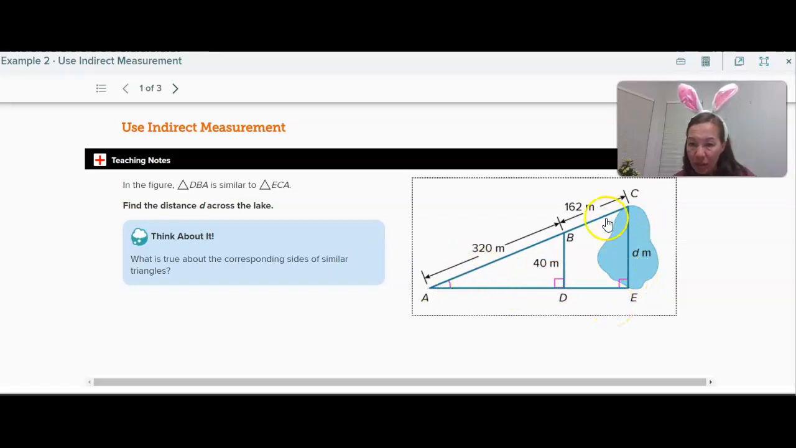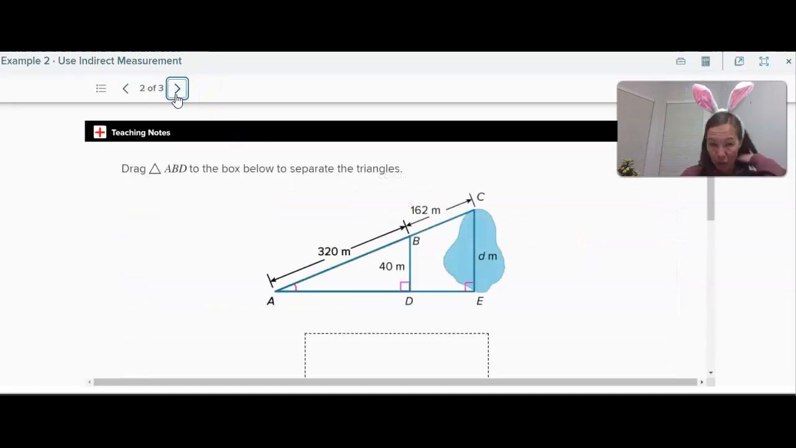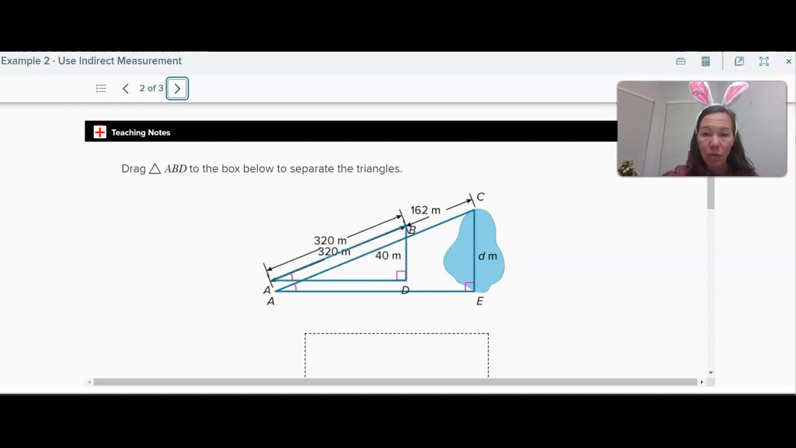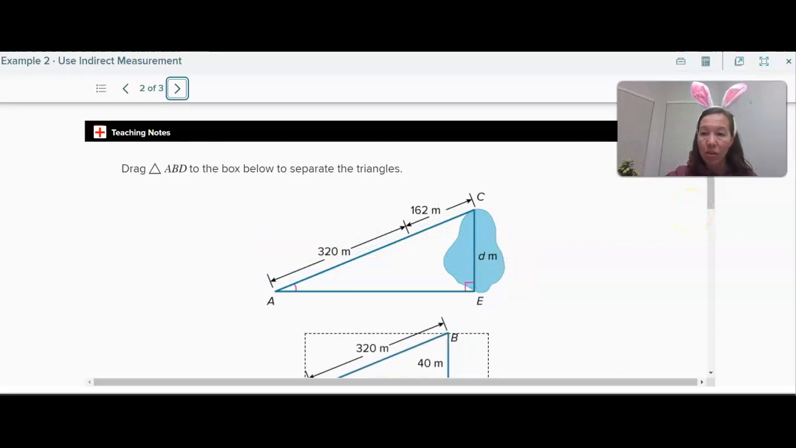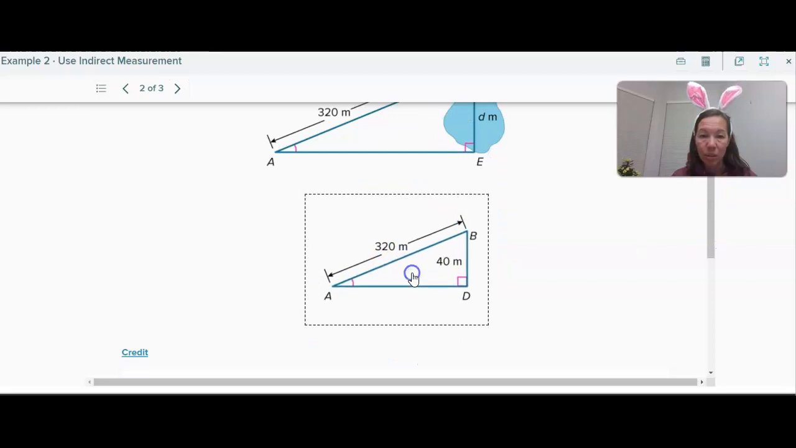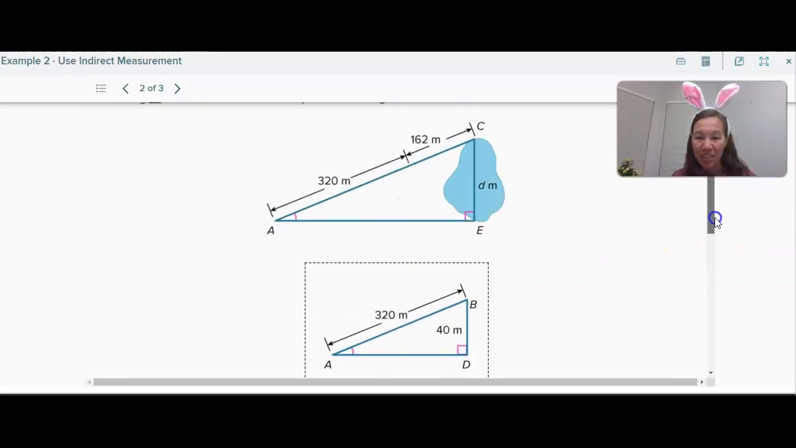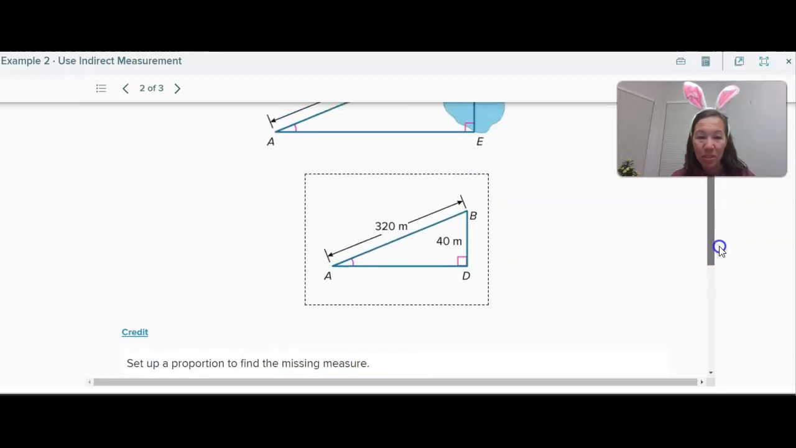So we are given a few different things, and we want to find the distance across the lake. So we have all these measurements here. We want this distance across the lake. So we're going to set up a proportion for these here. Oh, so we can separate these. So we can separate this and put it down here. We'll put this in the box here, and that way it's a little bit easier to see what proportion we would set up.